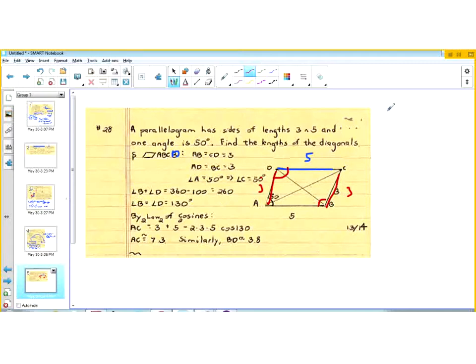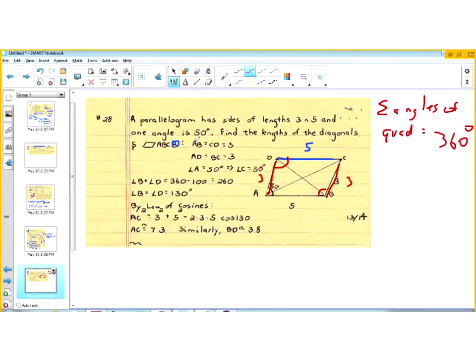Because this is a quadrilateral, and we know in a quadrilateral, the sum of the angles, sigma means sum, of a quadrilateral is 360. Okay, so that comes from geometry. And by symmetry, the measure of angle B is equal to the measure of angle D, so it's 130 degrees.